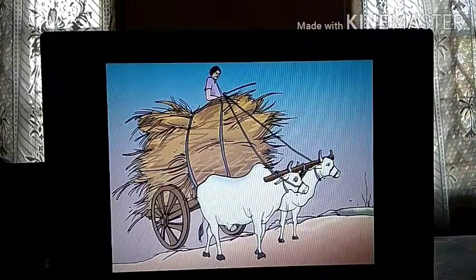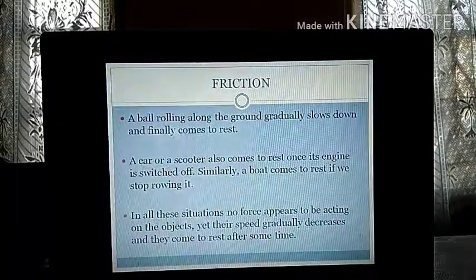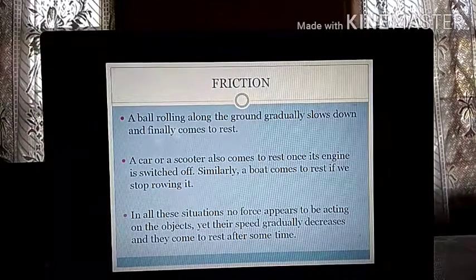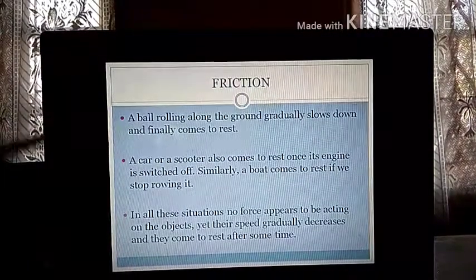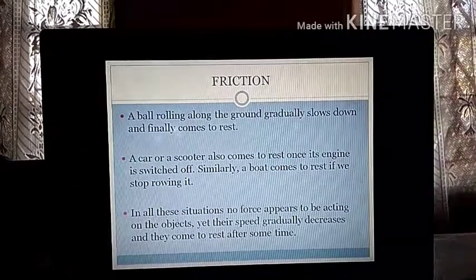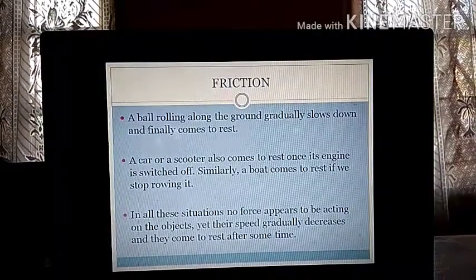Okay, so this is an example of a muscular force. Okay, so now a very, very important topic, that is friction. A ball rolling along the ground gradually slows down and finally comes to rest. So have you seen this?